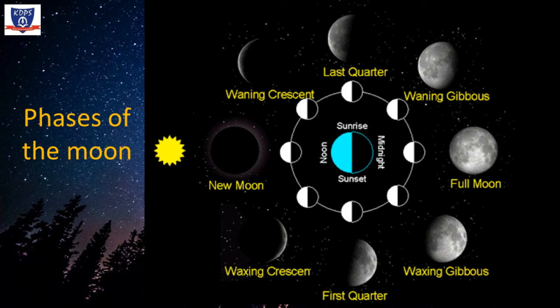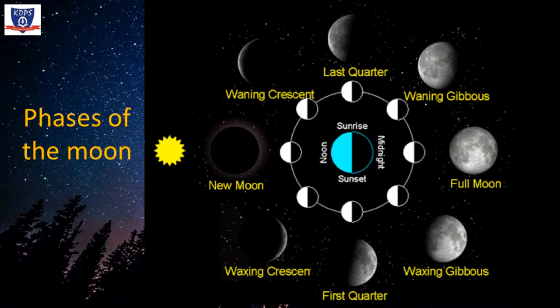Fifth is the full moon. It is when we can see the entire lit portion of the moon. The full moon phase occurs when the moon is on the opposite side of the Earth from the sun, called opposition. A lunar eclipse can only happen at full moon.